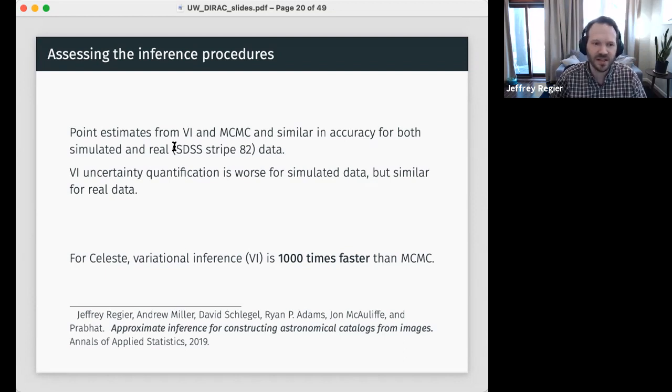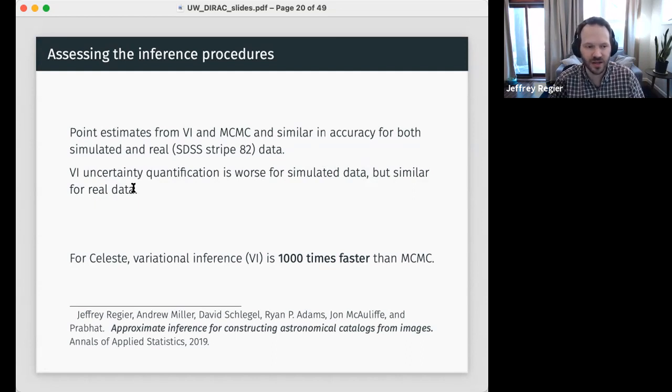For simulated data, it's a different story though when it comes to looking at uncertainty quantification. VI is worse for uncertainty quantification on the simulated data. On the simulated data, MCMC is sort of asymptotically optimal. There's no model misspecification, and it does do measurably better than VI. On real data, though, it's a different story. On real data, there's model misspecification, and the conclusion that we've reached is that the model misspecification is more severe on the real data than the error introduced by the choice of posterior approximation method. So in fact, we find that VI and MCMC, in terms of uncertainty quantification goodness, perform similarly on the real data. So there are trade-offs, but a strong case can be made for using VI for these data.